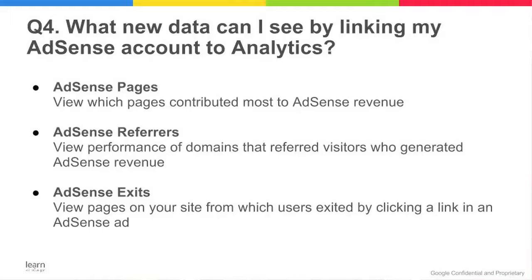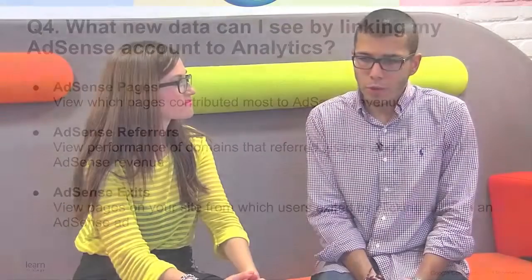For example, the AdSense pages report is one of the most important reports that you need to check, because it shows you which pages contributed most to your AdSense revenue, and you can see the breakdown of metrics like CPM, click-through rate, CPC, etc. For example, if you see that posts about sports generate more revenue than posts about celebrities, you can think about focusing on sports related articles and adding content to add value to your business. Another report is the AdSense referrals report.